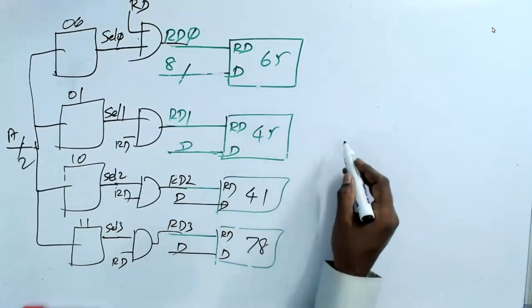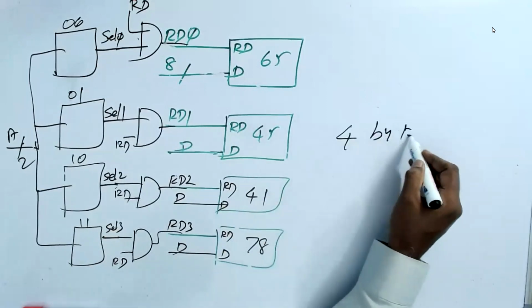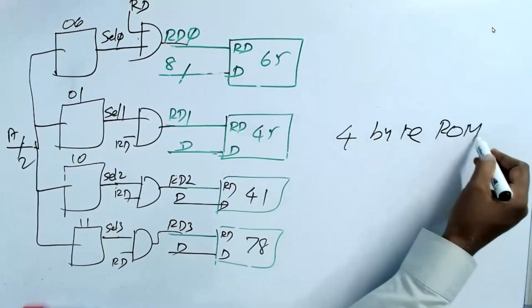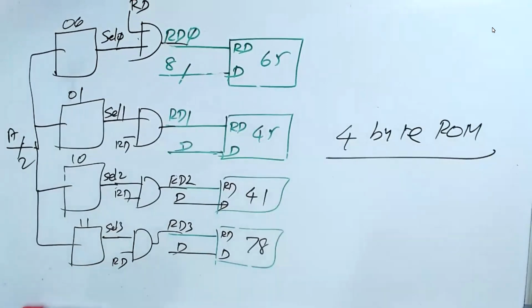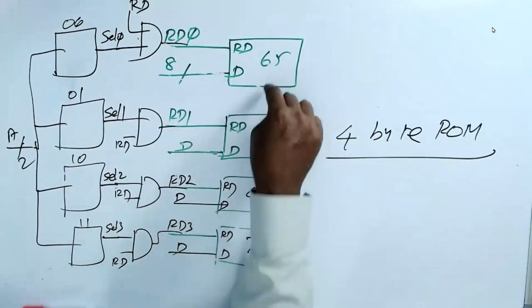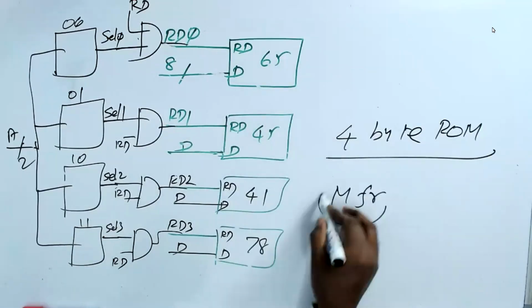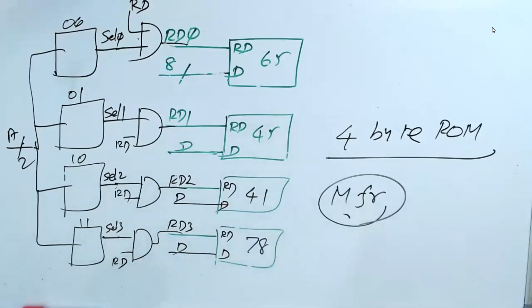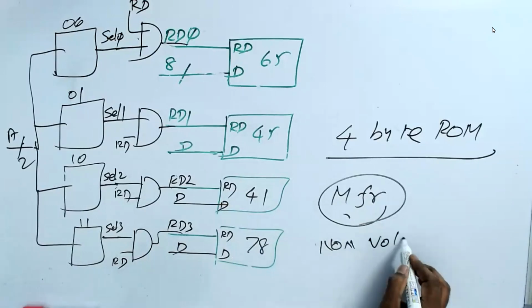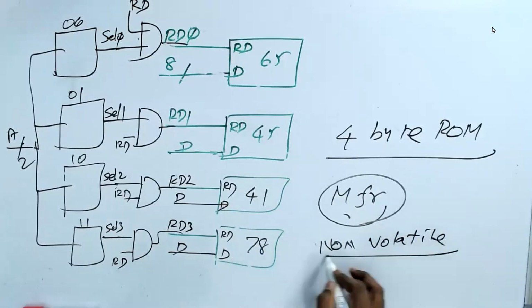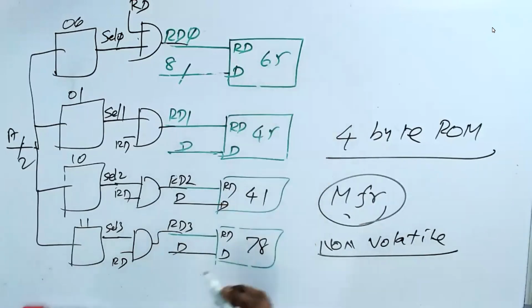This is called a 4-byte ROM. Why is it called ROM? You cannot change the data. Who gives you the data? This data is written by the manufacturer. You cannot change it. That's a problem. That's why it's called non-volatile. Even if you remove the power, the data will be there.